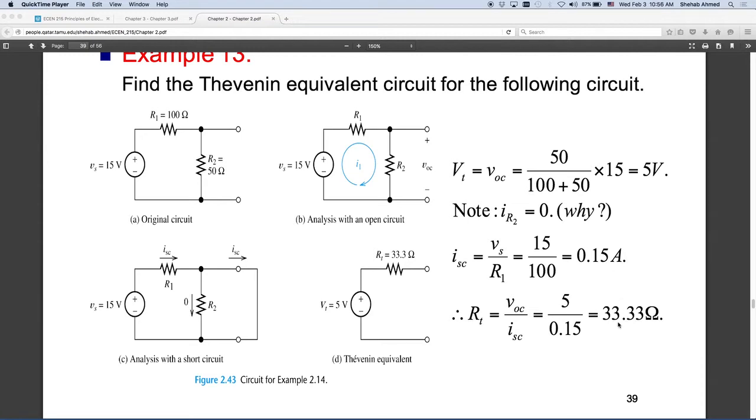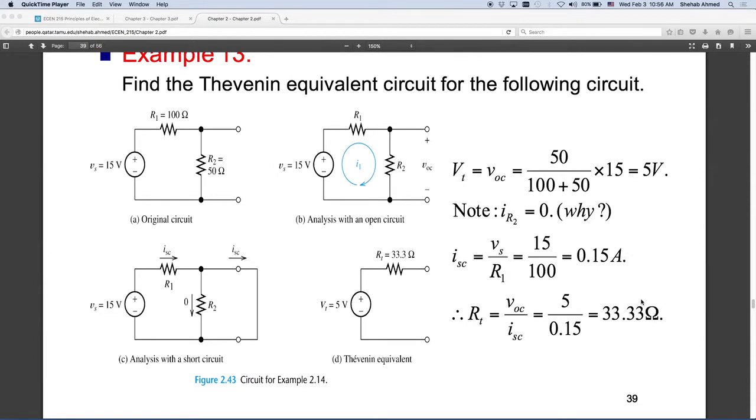It's 33.333. I know the answer because it's a third, right? It's a third of it. So we get the R Thevenin without having to find the short circuit current. That's the other way of doing this, only if the circuit has independent sources. If it has dependent sources, you cannot. You have to go through the procedure.